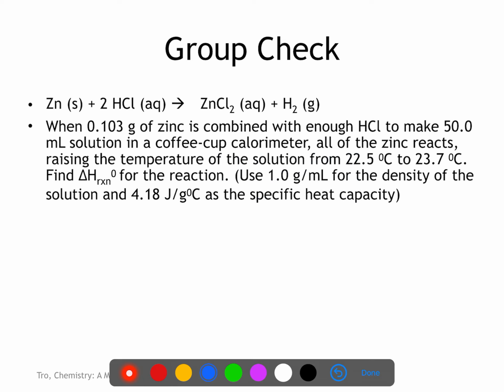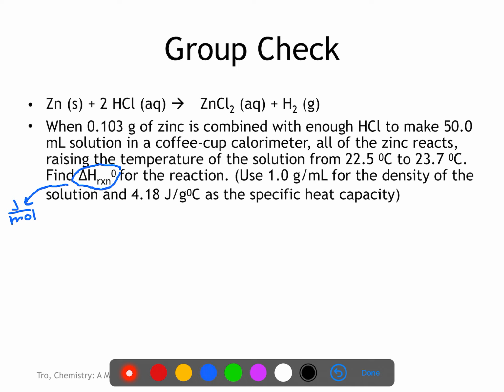Find the enthalpy of the reaction. Use this density and this specific heat. So if I want enthalpy of reaction, I'm going to start right there. If I want this, I want joules or kilojoules per mole. So that's kind of my ending unit. For me, sometimes that helps so that I can piece together exactly my units the way that I want.